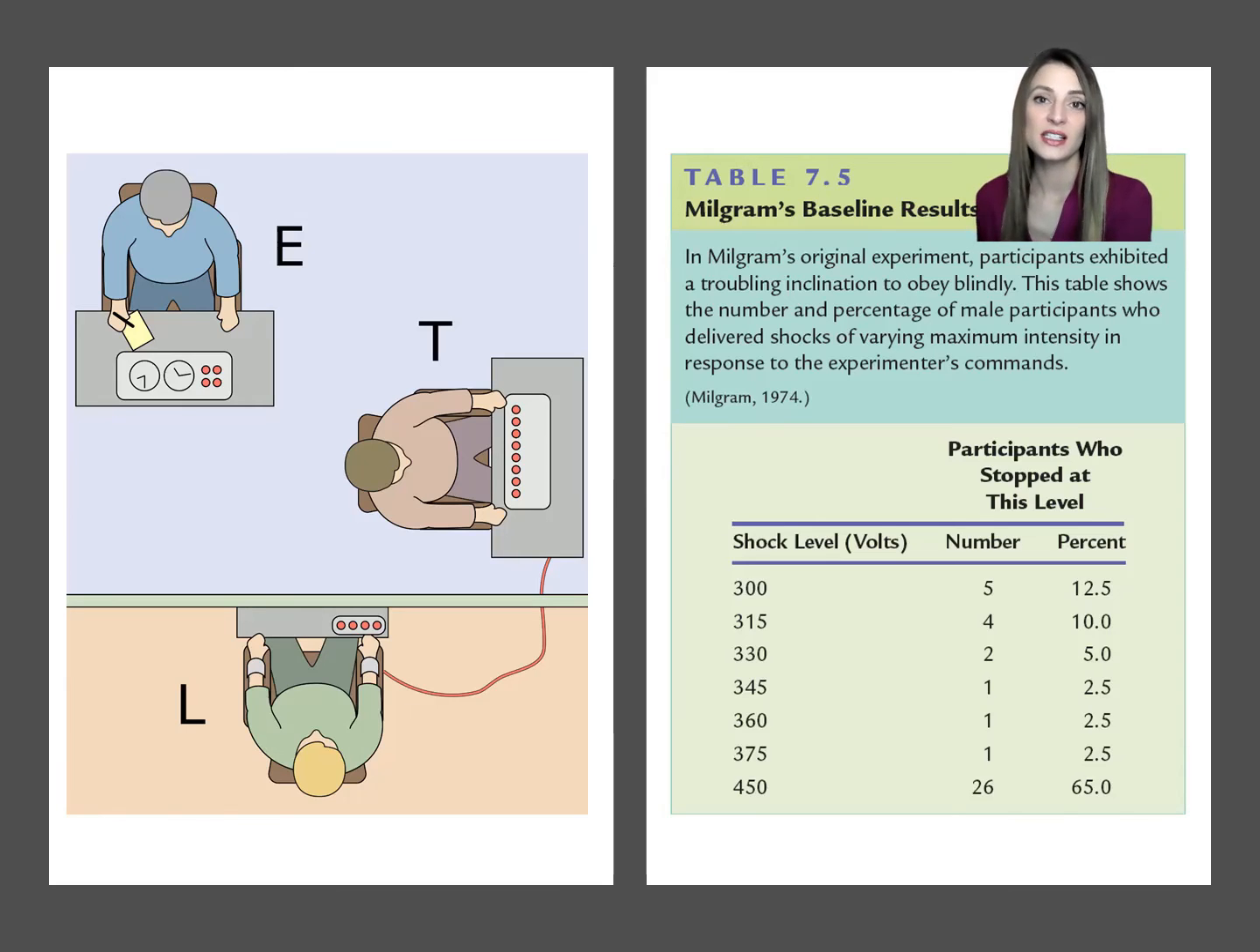Even more surprising, 65% of the participants, the teachers, administered all 30 of the shocks, went all the way to the highest voltage possible, which means they heard the learner say, "I have a heart condition, I need help," and they still administered the shocks. After the experimental session, during the debriefing period, some of the teachers reported feelings of extreme guilt, sadness, anxiety. They did not have positive things to say about their participation in the study, what it felt like to be the teacher and to shock someone who had a heart condition.